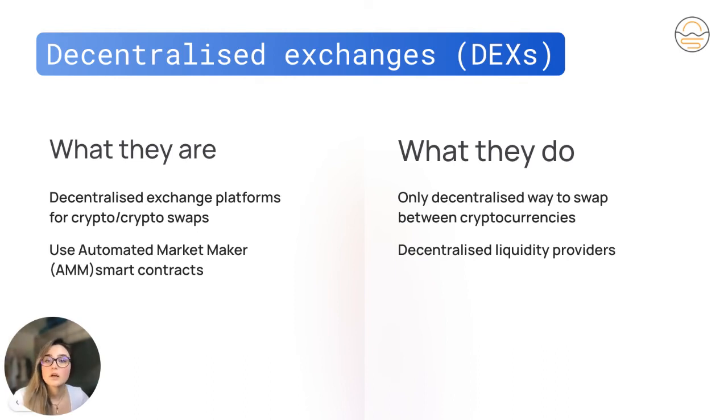Decentralized exchanges. While exchanges for fiat crypto swaps are centralized, decentralized exchanges or DEX use automatic market makers on smart contracts so that their order books and management are decentralized and autonomous. Their use is to exchange only between cryptocurrencies. While some DEXs might offer additional DeFi services, their primary role is to provide liquidity to users who want to exchange tokens.